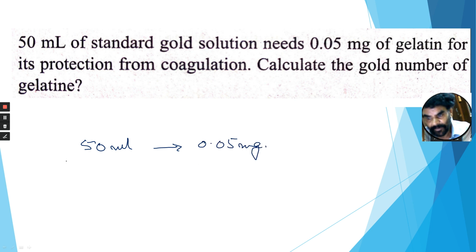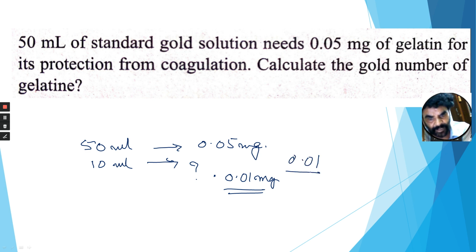For 10 ml, how many milligrams are required? Very simple. 0.01 milligram is required. Now the gold number is 0.01. Lesser the gold number, higher the protecting power. 0.01 is the answer of the problem.